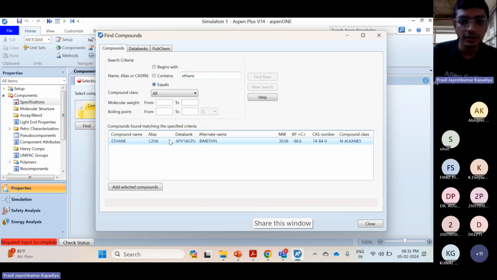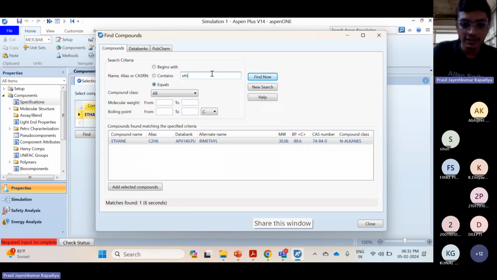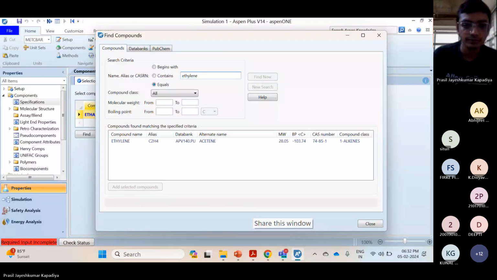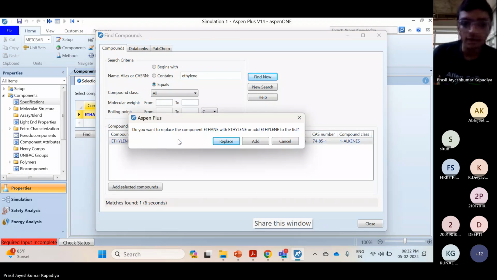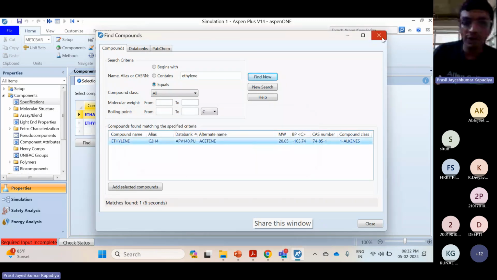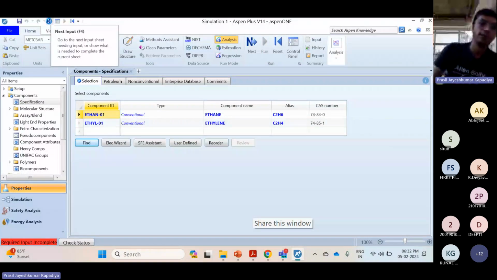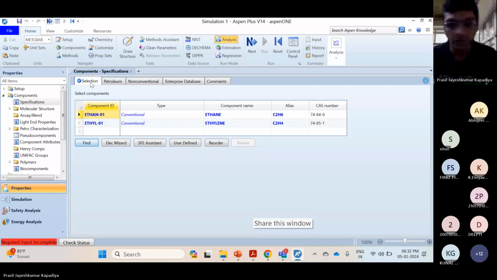Yeah, ethane. We will add this. Okay, it is added. Now, second one is ethylene. Ethylene. Add. Okay, we have added both the components. Now let's move ahead.